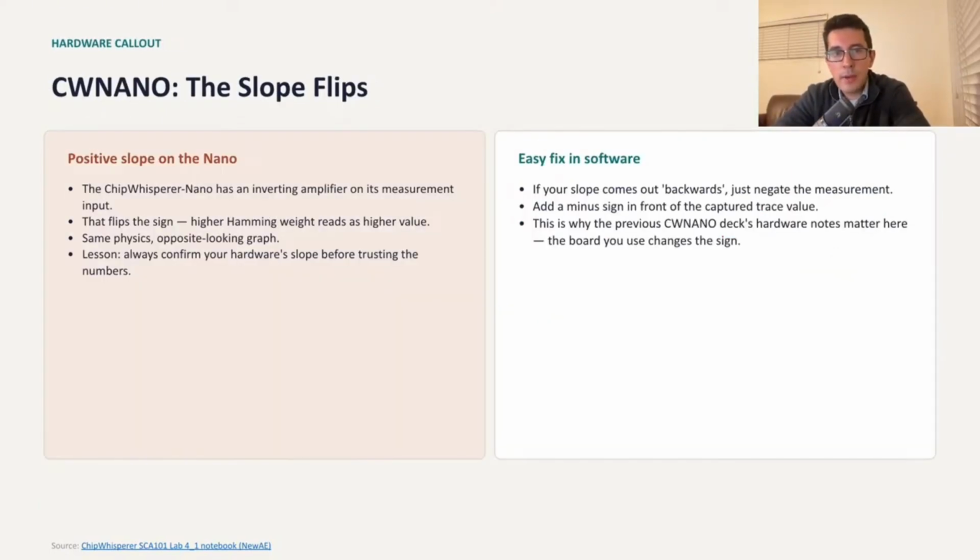The ChipWhisperer Nano is a special case because it has an inverting amplifier on its measurement input. That hardware inverts the sense of the signal. So now higher Hamming weight actually shows up as a higher measured value. The slope flips to positive. Same underlying physics, just inverted by an analog front end. The practical lesson is always confirm your hardware slope before you start implementing these plots. If the slope comes out backwards relative to what your theory expects, you can compensate in software by simply negating the traces. But you need to be aware that your board might be flipping that sign.